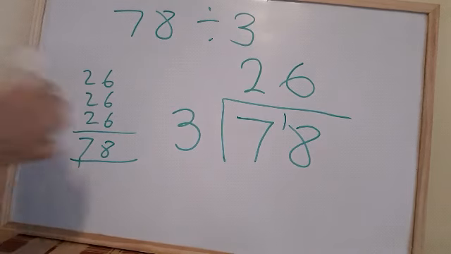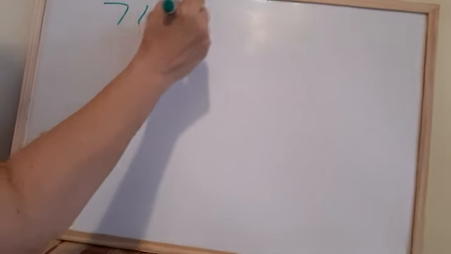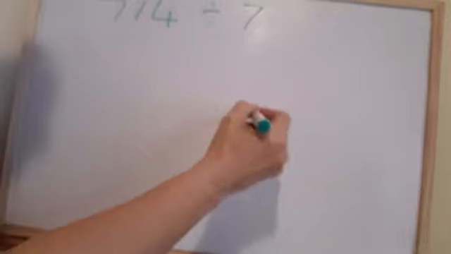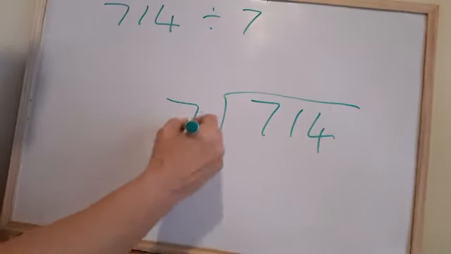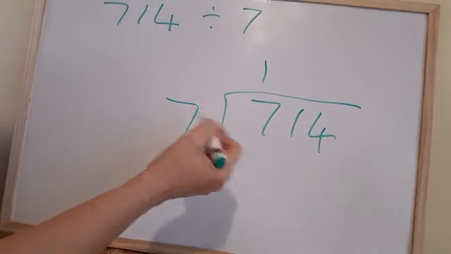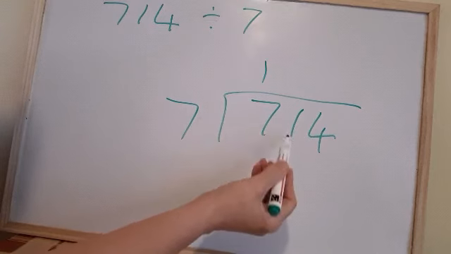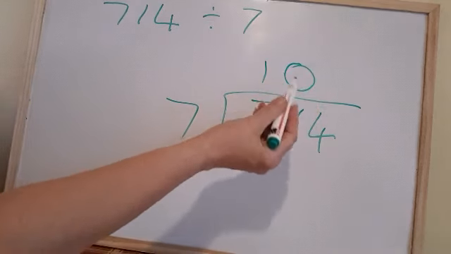Okay, so the next one we're going to look at is slightly more tricky. We're going to look at 714 divided by 7. How many 7's in 7? Well, 1. How many 7's in 1? None. 7 cannot fit into 1. So there's none. We have to put the 0 there.